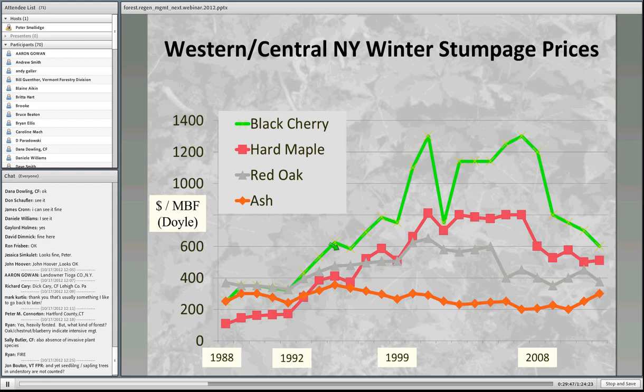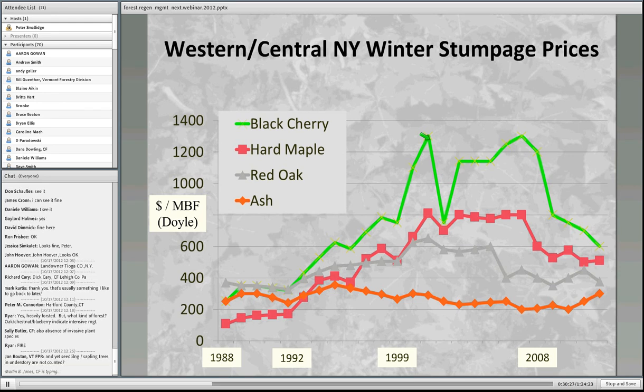I neglected to give a link, but if you do a search for NYSDEC stumpage price report, I believe it's the first hit you'll find. You can see the black cherry. All of these species in the late 1980s had relatively similar, and by comparison to today, or to about 10 years ago, relatively low stumpage values. About 1992, there was an expansion of the stumpage values of these trees. Some of them, like black cherry and sugar maple or hard maple, had very strong responses and had a fivefold or a sevenfold increase in value over a span of a little more than 10 years.